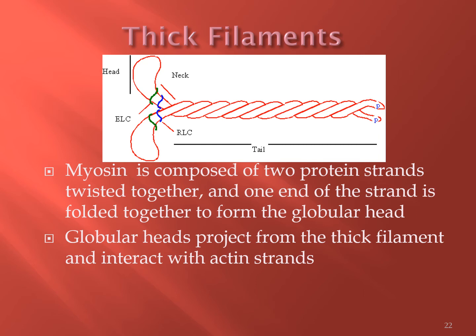These globular heads are going to project from the thick filament and interact with the actin strands, and the number of globular heads that you have is directly associated with how much strength you have the capacity to produce. So the more myosin heads binding to actin, the stronger the contraction is, or the greater the amount of force that you can produce.